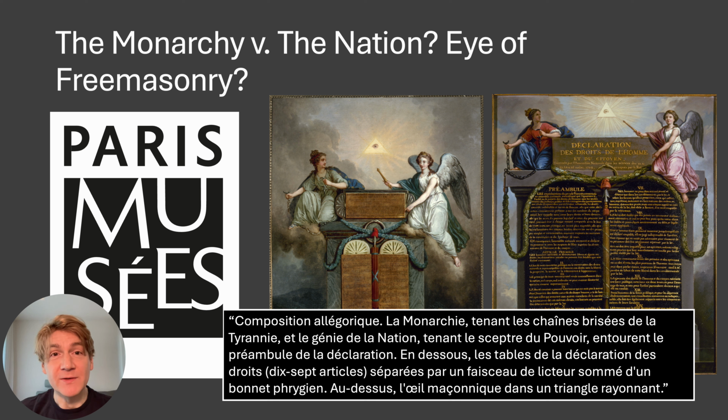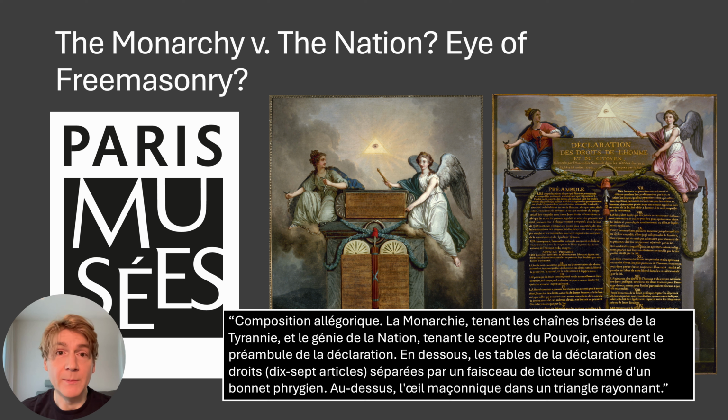The website of the Paris Musée writes, and I translate, that this is an allegorical composition, which is true, but then the description is not precise enough, even if partly true. The museum describes the figure on the left as monarchy holding the broken chains of tyranny, and on the right, the genius of the nation holding the scepter of power.